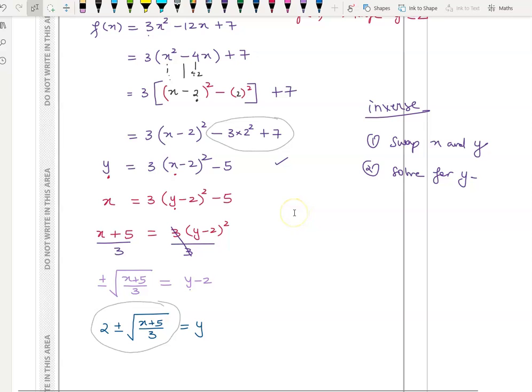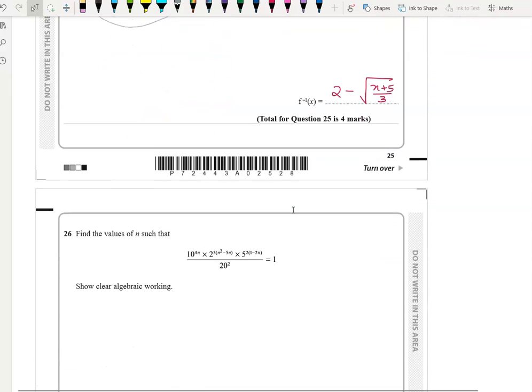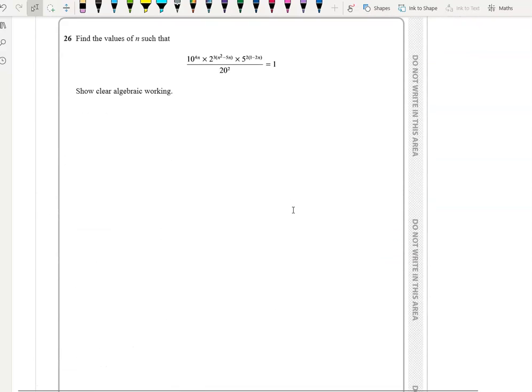Okay. Moving to the last question, that is question number 26. Find the values of n such that 10 power 4n times 2 power 3 bracket n square minus 5n times 5 power 2 bracket 1 minus 2n equal to 1 over 20 square. So what we'll do is, you have base 2 and base 5, so we'll try to express 10 and 20 in terms of 2 and 5.